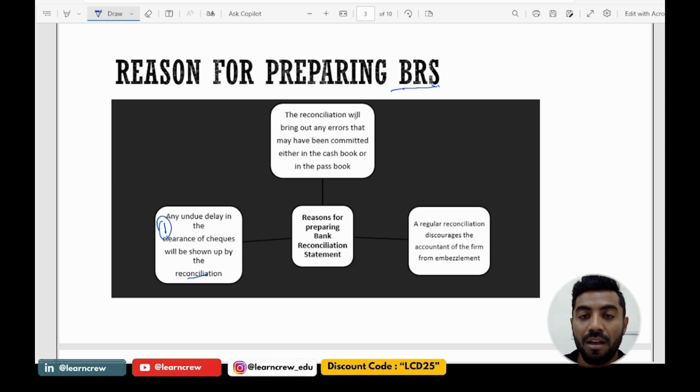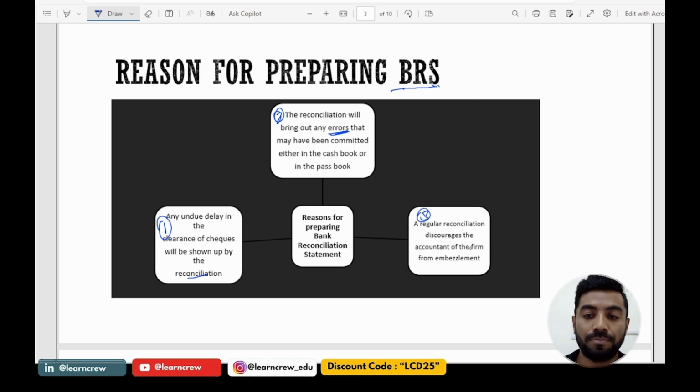Second, if you're committing any errors, it might be an omission, where you totally omit a particular transaction in the cash book, but it will be reflected in the passbook. To understand if you missed anything, you reconcile between the cash book and passbook. The reconciliation will bring out any errors that may have been committed either in the cash book or in the passbook. This is the second reason. Then coming to the third one.